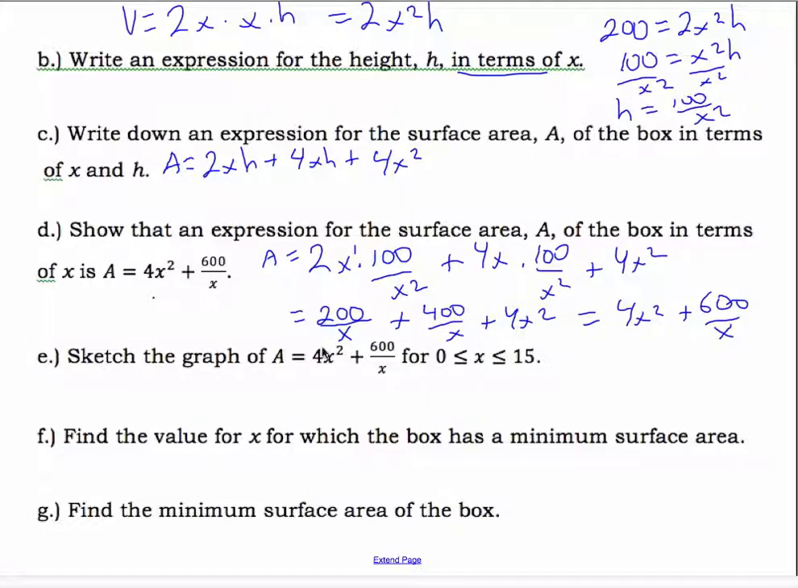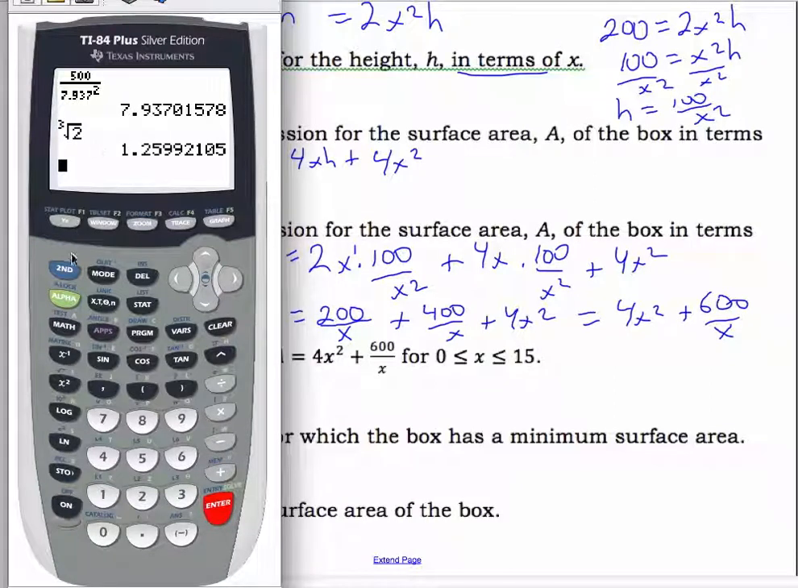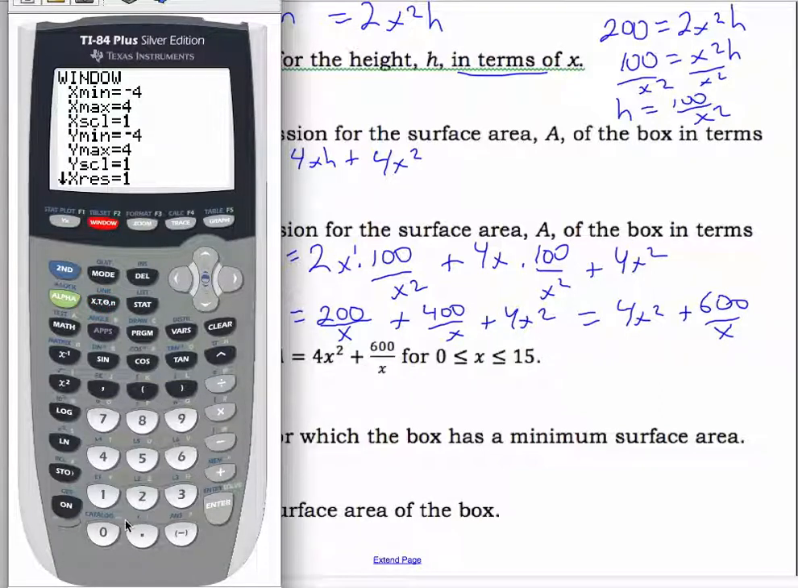Okay, we're going to sketch the graph from 0 to 15, so let's use the GDC to help us with that. Okay, we're going to type in 4x squared plus 600 divided by x. Alright, and the window, we need to go from 0 to 15. Now the y values shouldn't be negative. We're not interested in negative values.